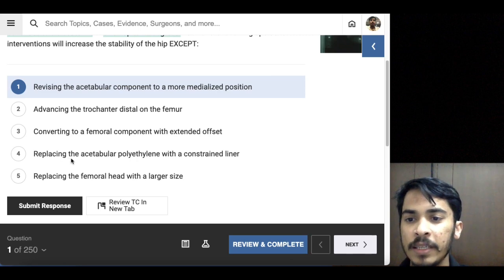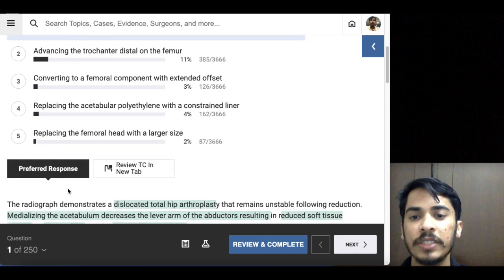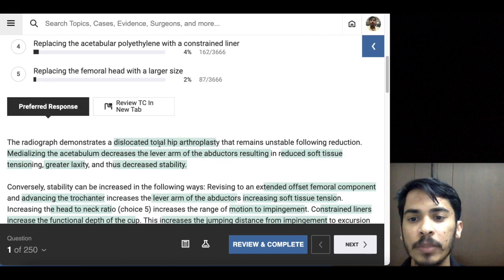stability. Replacing acetabular polyethylene with a constrained liner. Constrained liner will definitely lead to increased stability. And replacing the femoral head with a larger size. Larger size head will definitely cause a high head to neck ratio and a high jump distance. So it will definitely lead to an increased stability.